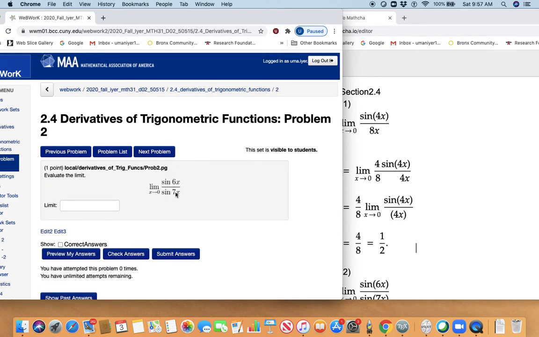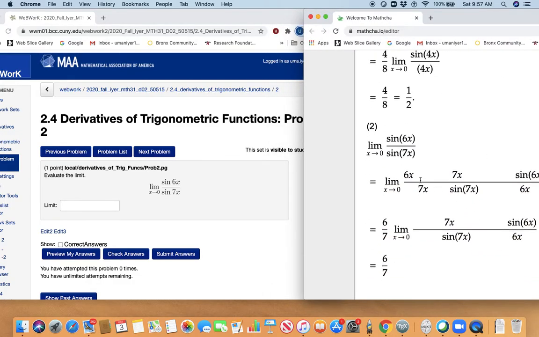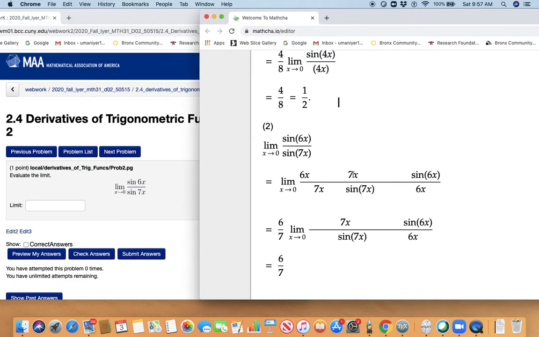Next. Limit as x approaches 0 of sine of 6x over sine of 7x. All right. 6x, 7x. Notice I need the same argument. So let me rewrite this expression, sine 6x over sine 7x, as follows. I moved the sine 7x here, sine 6x there.